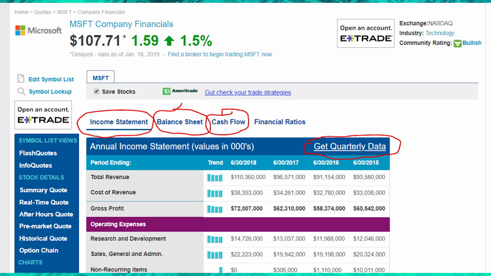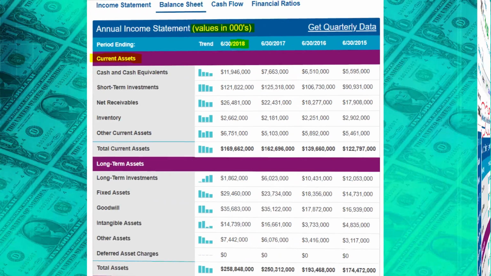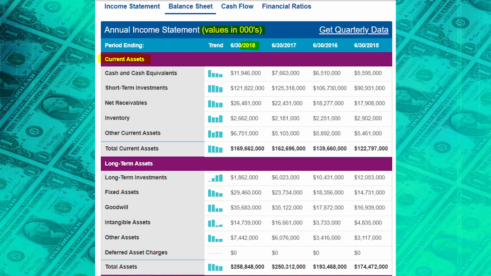And then if you want to get more recent data, you can also click on the get quarterly data. But for this example, we'll just be looking at Microsoft's fiscal 2018 balance sheet. Okay, so starting at the top, we can see that these values are all in thousands. And the first category that we'll be looking at is current assets, which are usually considered cash or something that can be easily converted into cash within the next 12 months. And that's really what makes it considered current.